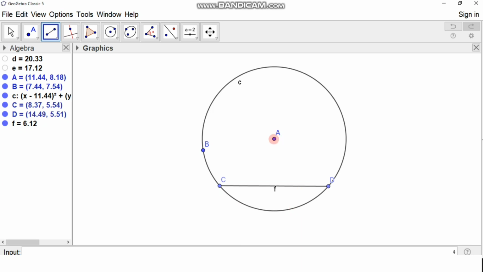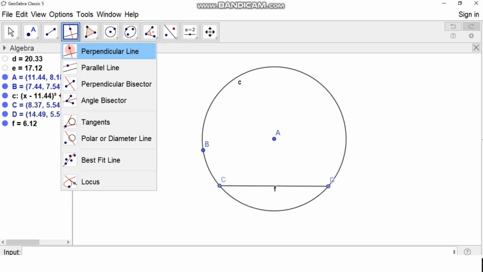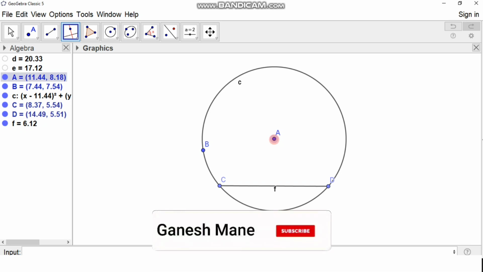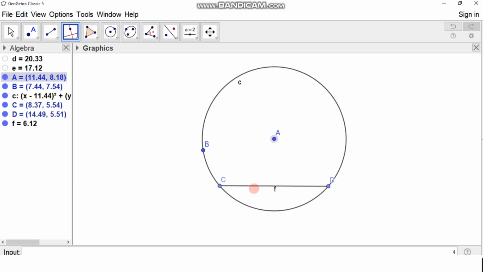Now we have to draw a perpendicular from the center of the circle to the chord CD. For this we have the perpendicular line option. Then click on point A, as we want the perpendicular from point A, and we have to draw a perpendicular on segment CD. That's why click anywhere on this segment CD to get this perpendicular. So this line GF is the perpendicular from point A, that is the center of the circle, to the chord.